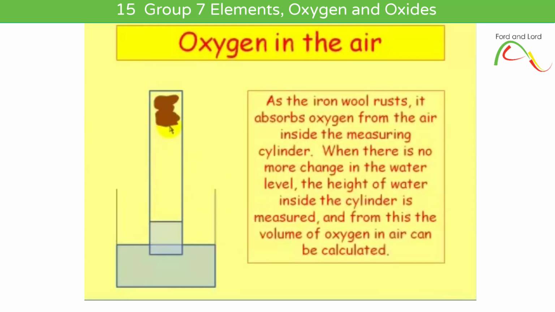Now rusting involves the formation of iron oxide, so oxygen is going to be absorbed from the air inside the cylinder. It'll keep rusting and absorbing oxygen until there's no more oxygen left. So when there's no more change in the oxygen level, the height of water inside the cylinder is measured, and from this we can work out the volume of air. Okay, quite a neat little simple experiment, isn't it?